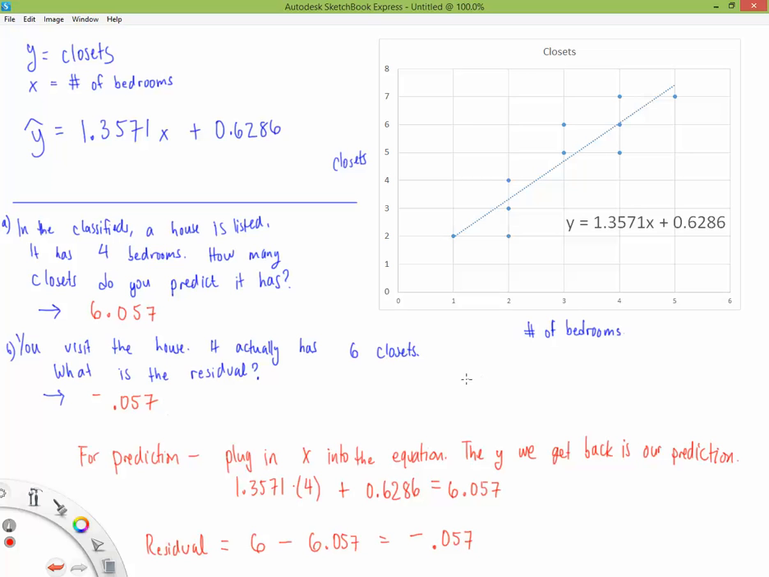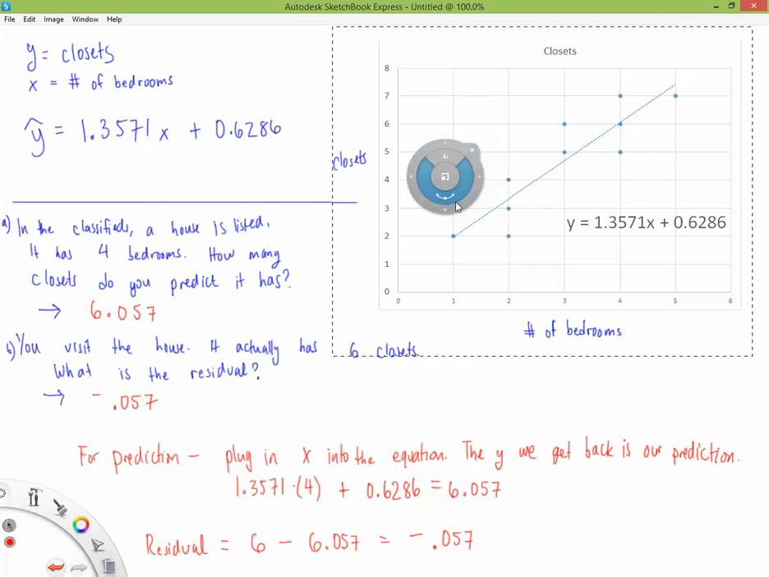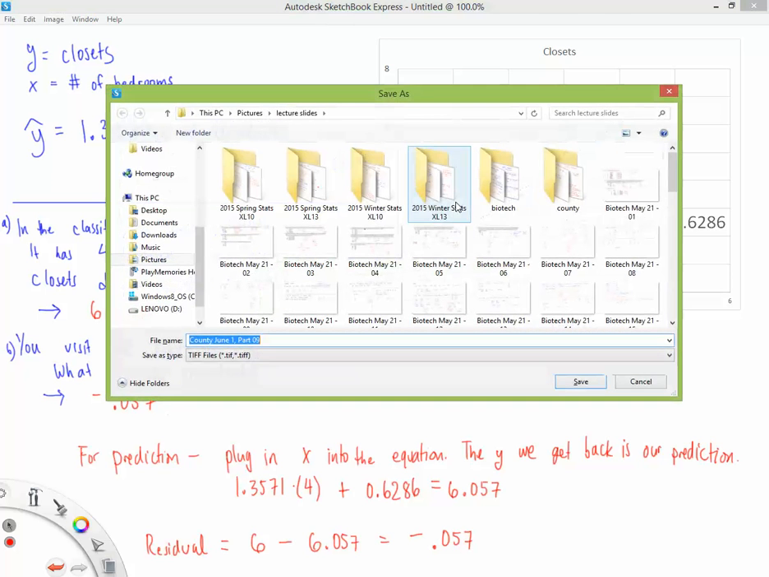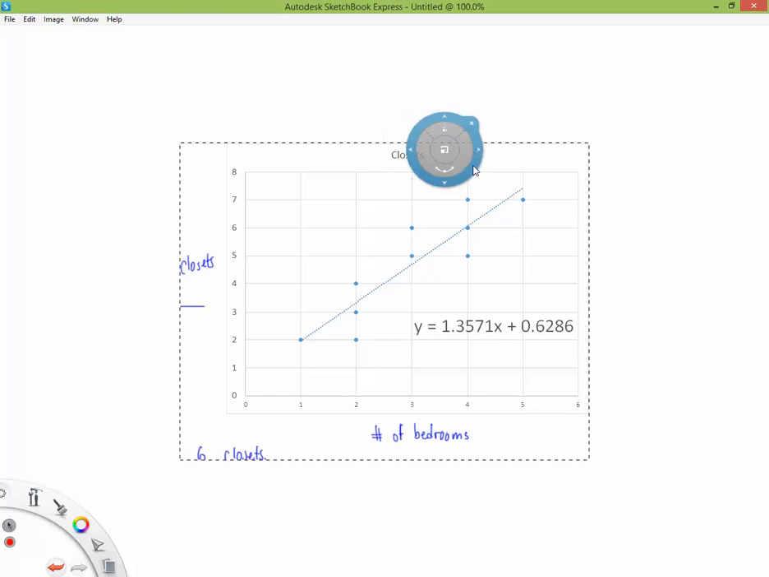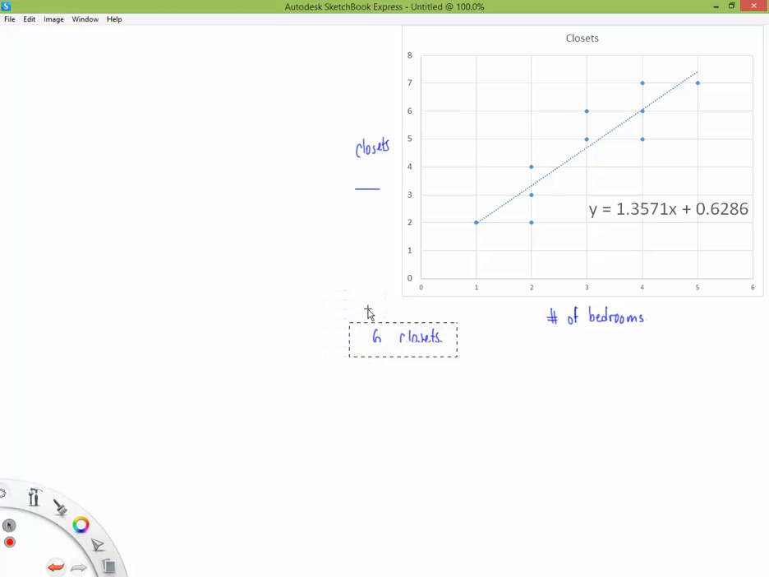Okay, let's keep this in mind, and I want to just expand on this concept here. So we're still going to deal with our bedrooms and closets idea. And I want to talk about the slope. So we went back and we said y is equal to mx plus b, where m is the slope and b is our intercept.